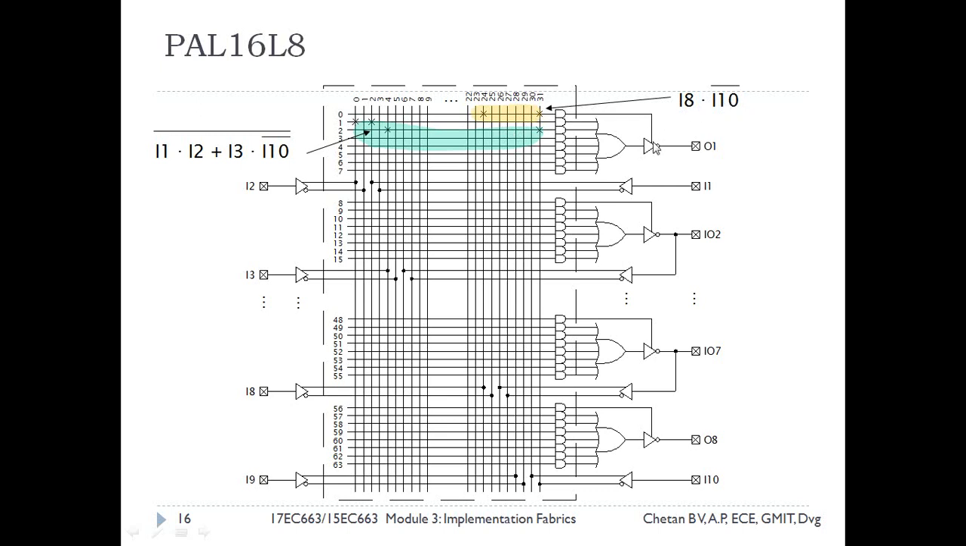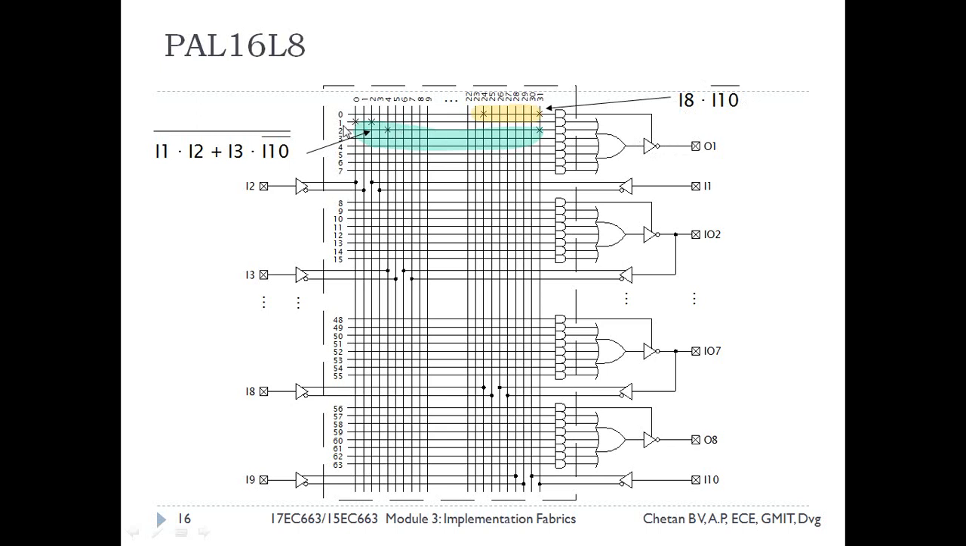This controls the control signal of this tri-state buffer. If this control signal is active, the tri-state buffer will produce the output, which is nothing but the output of this OR gate in SOP expression. If this control function is not active, then this tri-state buffer output will be at high impedance, that is Z.